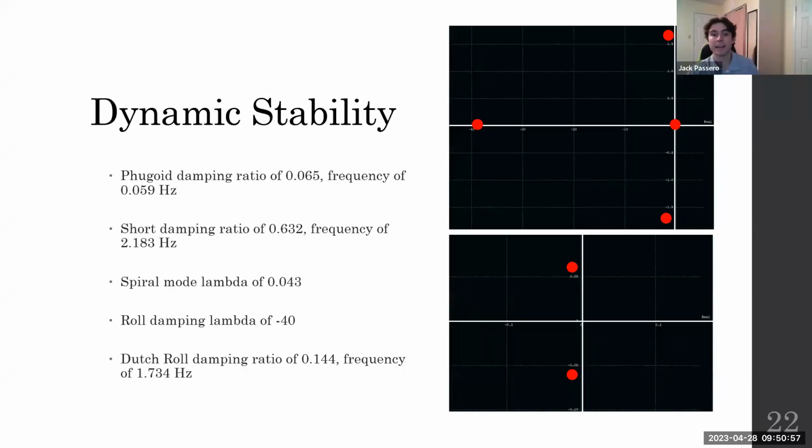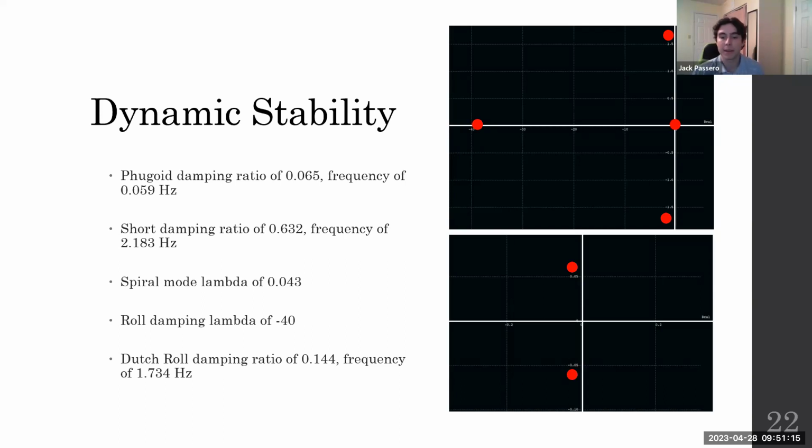All right, moving on to dynamic stability. You can see our plots of longitudinal and lateral stability on the right side of the slide here. So our dynamic stability analysis through XFLR5 showed that our aircraft was damped, which prevents oscillations of the aircraft, noting that we were dynamically stable.